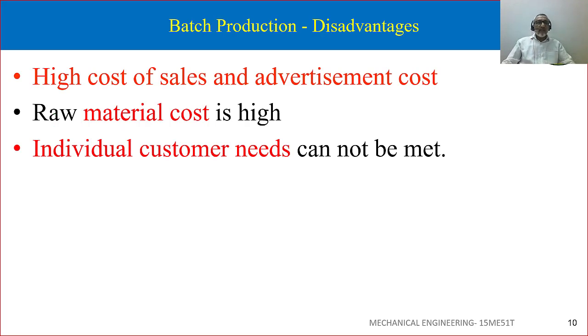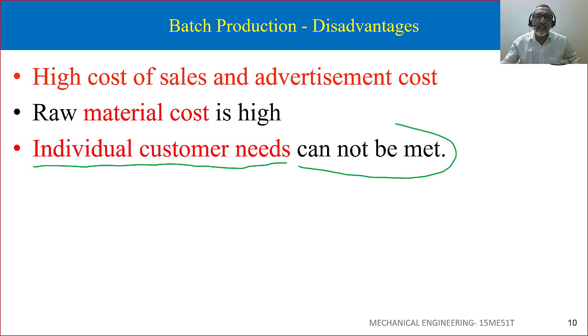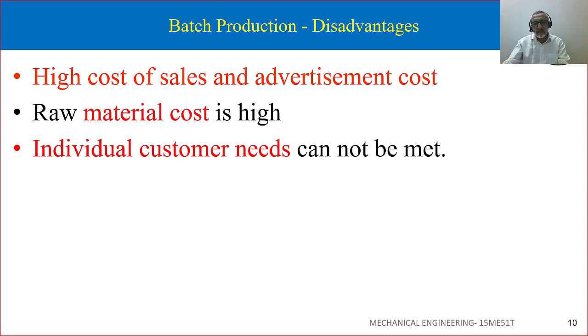Here, the customer requirements cannot be met. For example, if a person has got a special requirement, that need cannot be met in batch production because we have got only standard products. We are not making as per the customer requirements. So the specific requirements of the customers cannot be met in batch production.